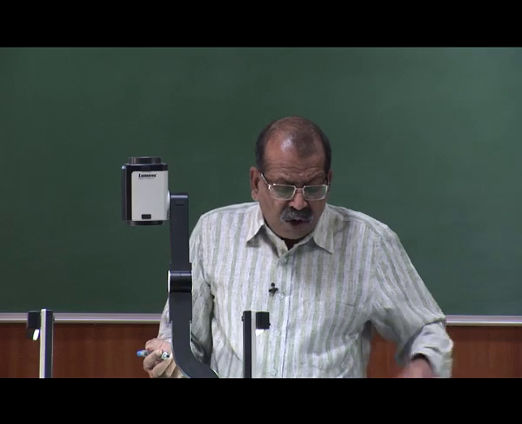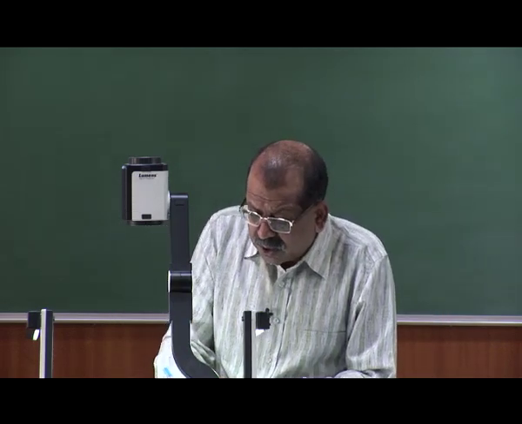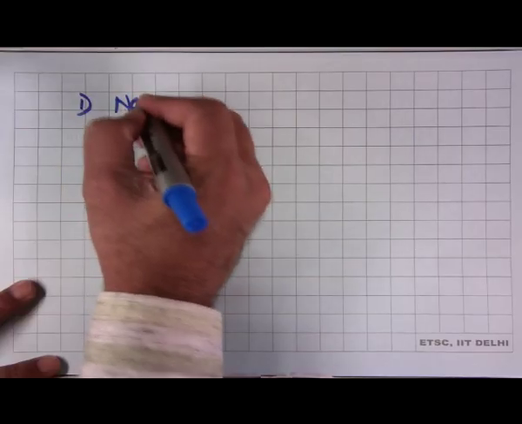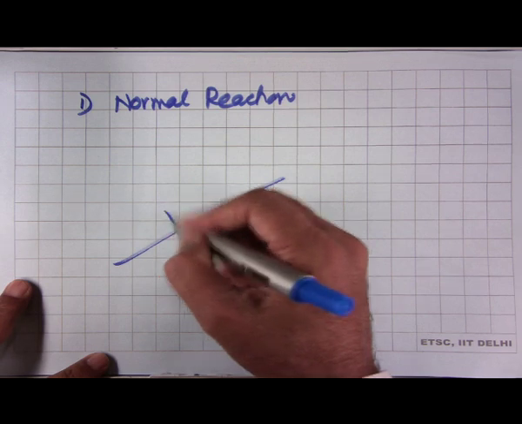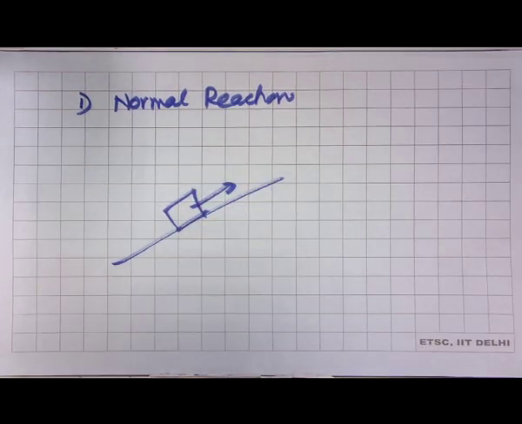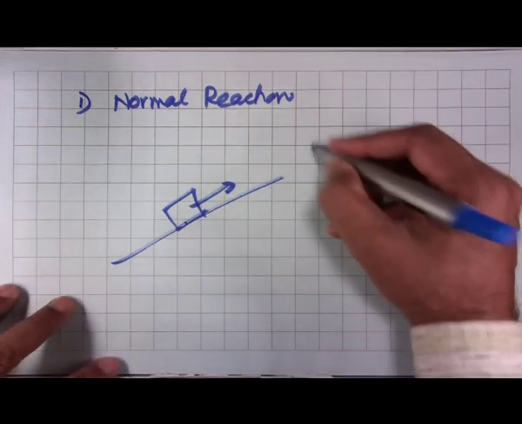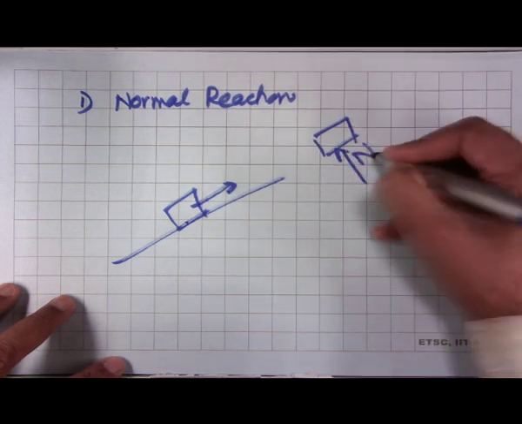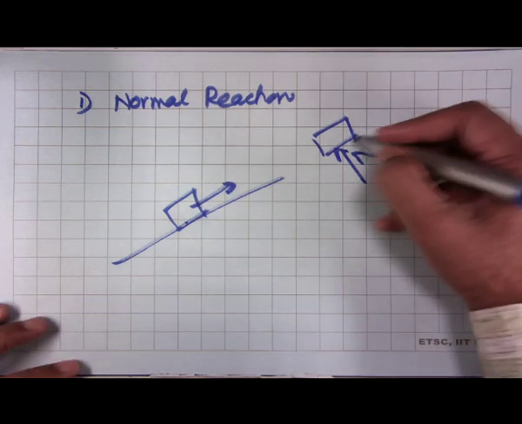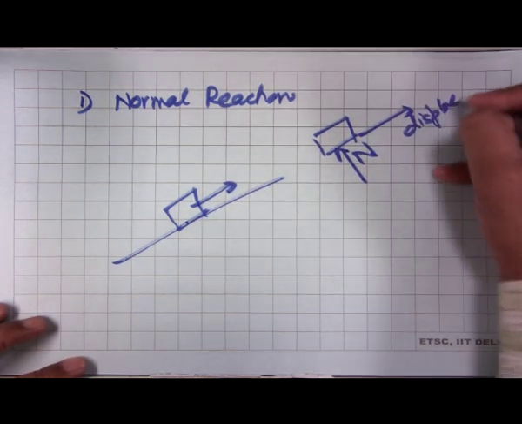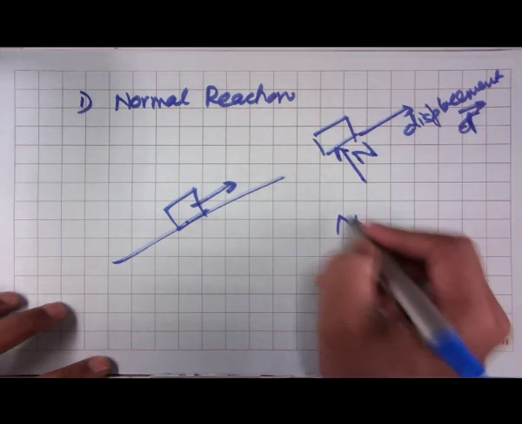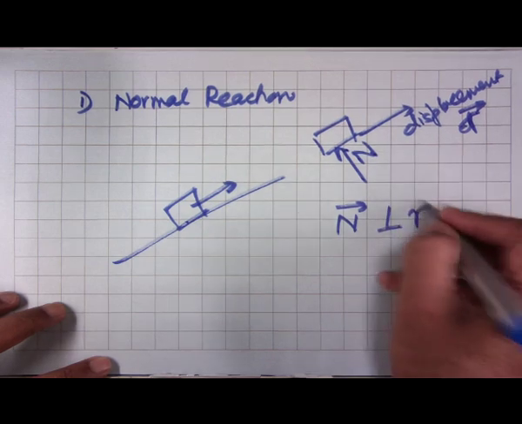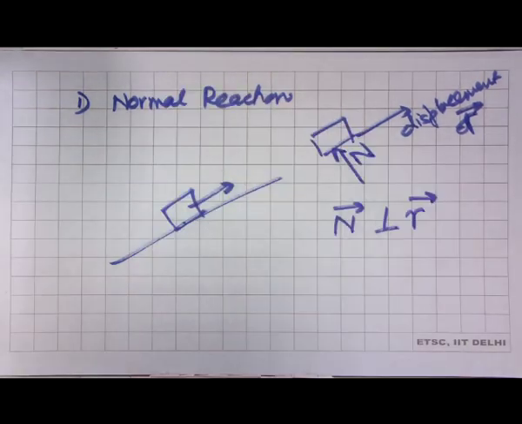Now, some examples of forces which do not do work. Typically, when we talk of normal reaction, we have a block which is sliding up a plane or sliding down a plane. Then on this block, when we draw the free body diagram, the normal reaction acts perpendicular to the surface, and this is the displacement direction. If we call the displacement direction r, the normal reaction N is perpendicular to r, therefore, this will not do any work. So, this may often happen.